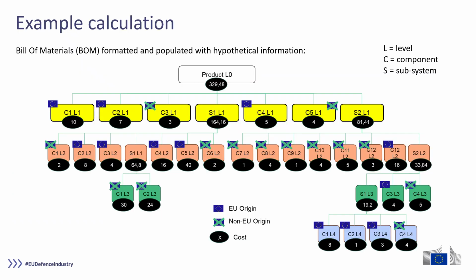Here we have a visual representation of a bill of materials, which is commonly used in industrial settings to list the parts, components, materials, and assemblies needed to build or manufacture a product. At the top, we have the end product. Below that are the different components and subsystems that are integrated into the end product. C stands for component, whereas S stands for subsystem. Each component and subsystem is marked as being of either EU or non-EU origin. In the case of components, the number in the black circle represents the cost of procurement. For subsystems, the number is the sum of the procurement cost, the manufacturing cost, and the manufacturing overhead for that particular subsystem.